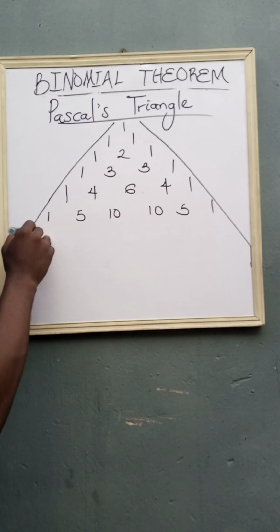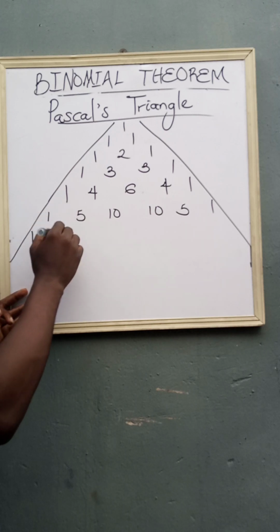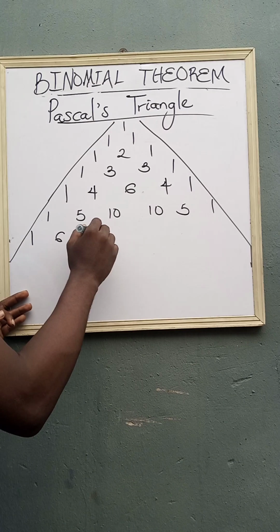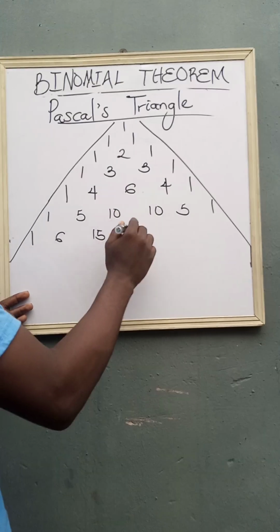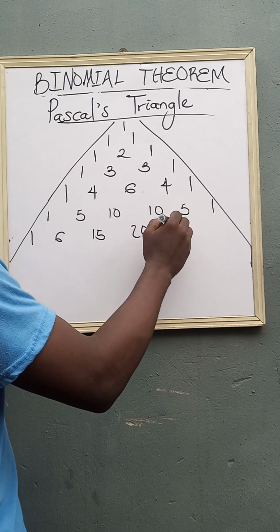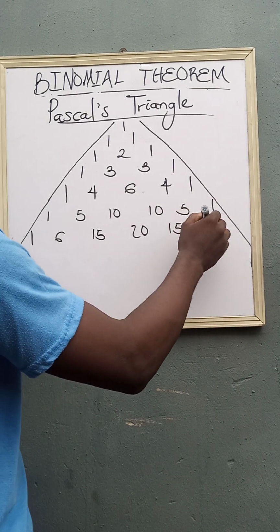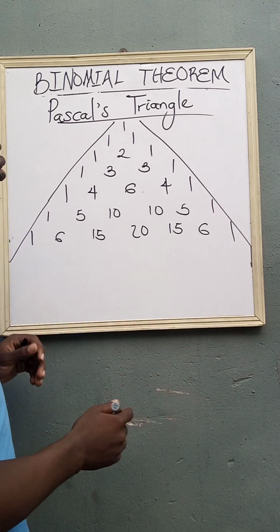Moving on. 1 starts. 1 add 5 gives 6. 5 adds 10 gives 15. 10 add 10 gives 20. 10 adds 5 gives 15. 5 add 1 gives 6. And end with 1, right?